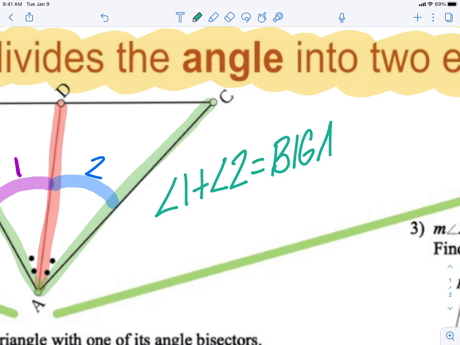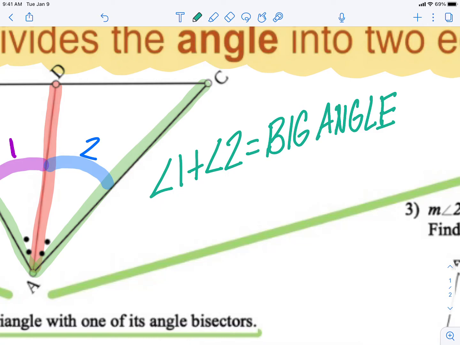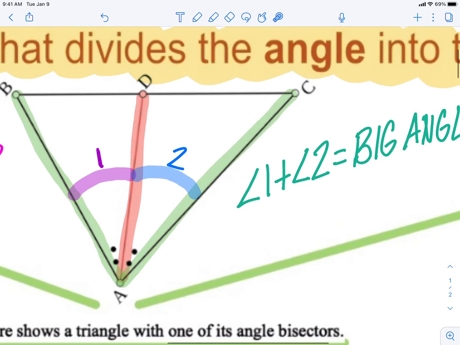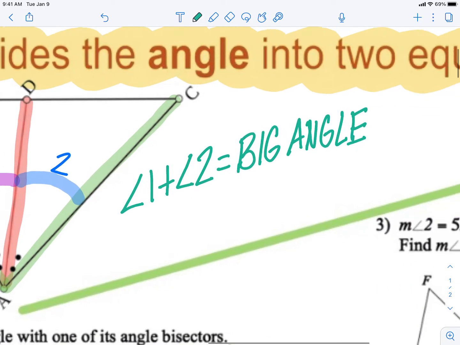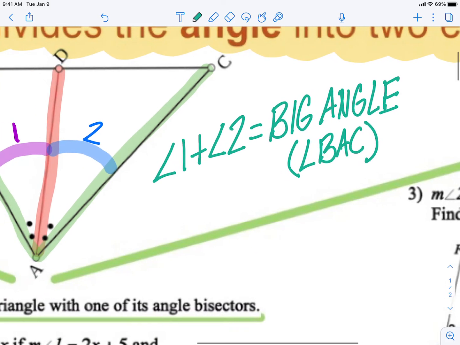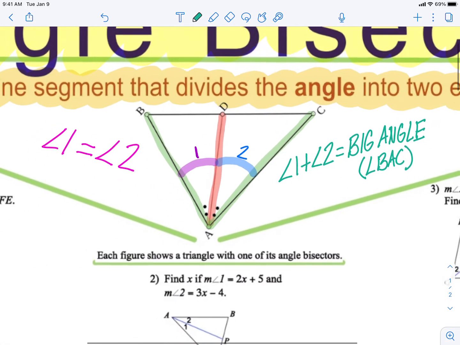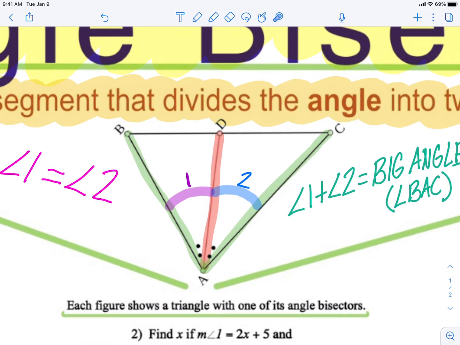It's two words: big angle. Angle 1 plus angle 2 is equal to the big angle. In this case, it was angle BAC, but it might be different letters depending on the question. The triangles aren't always going to have these letters, A, B, C, D.